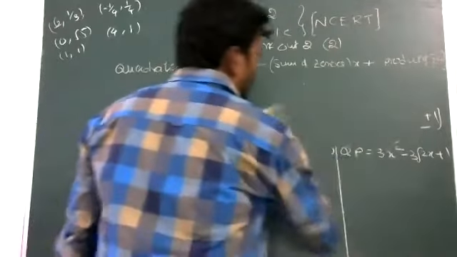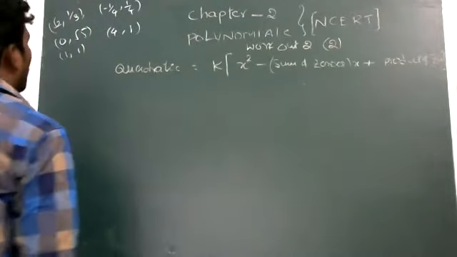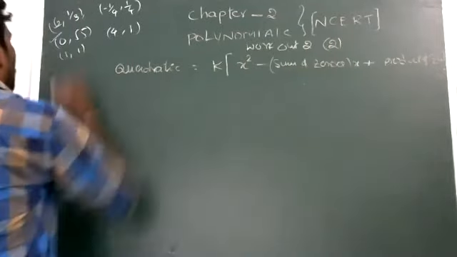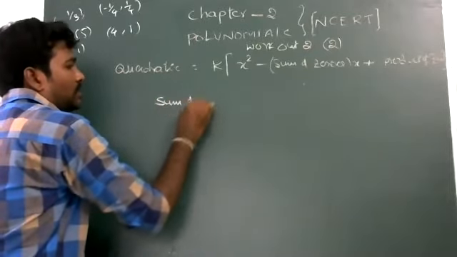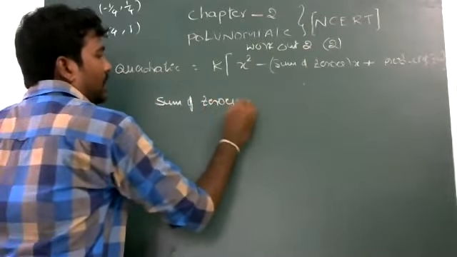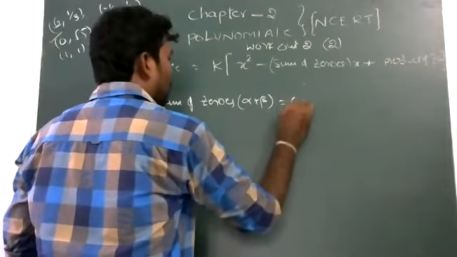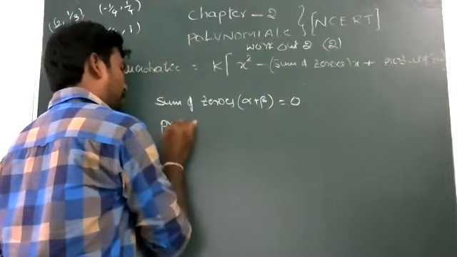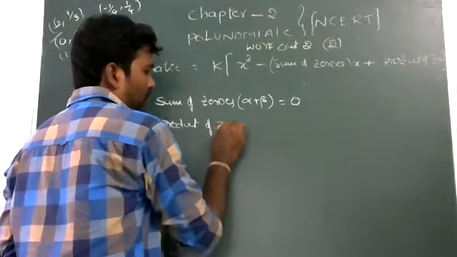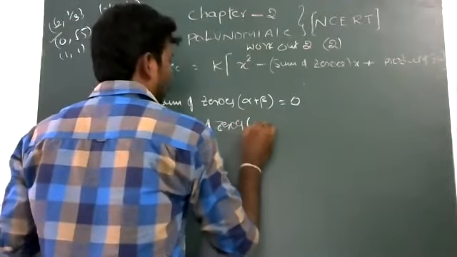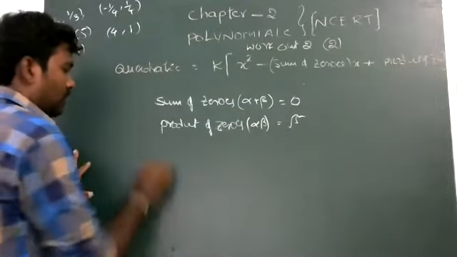What is the same process? What is the next problem? Now I am going to explain 0 comma root 5. Now the sum of zeros, alpha plus beta, equals how much? Alpha plus beta equals 0. And then the product of roots, nothing but the product of zeros, alpha beta, equals root 5. Here, what is the quadratic polynomial?